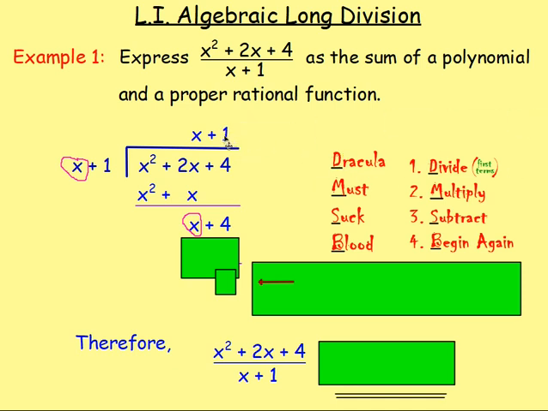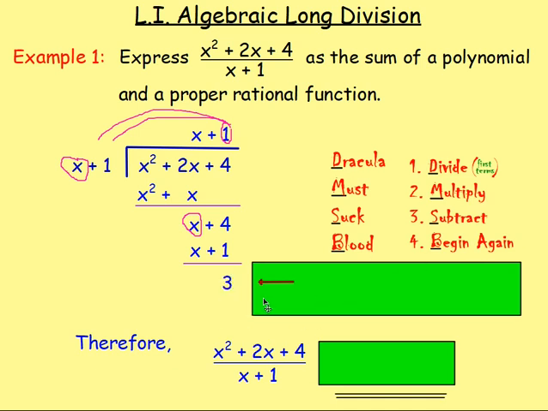D for divide, M for multiply. So now we're taking the 1, and we're doing 1 times all of this. So 1 times x will give us x, and 1 times 1 will give us 1. So we've got an x plus 1. From there, Dracula must suck. S for subtract. So we've got the 2 lines, so we draw a line under there and we subtract. So x take away x will give us 0x. Don't bother writing it. And 4 take away 1 is obviously 3.